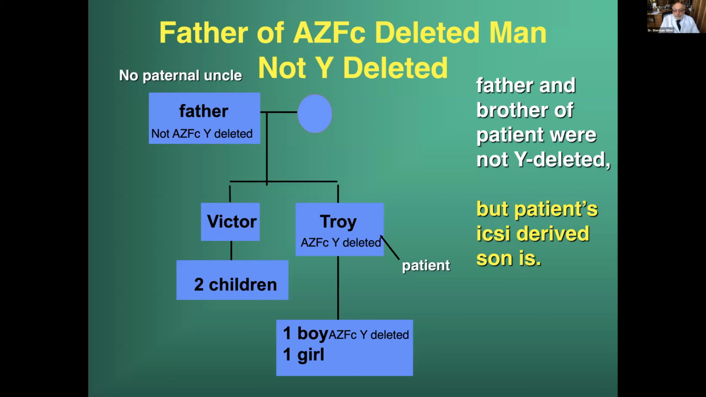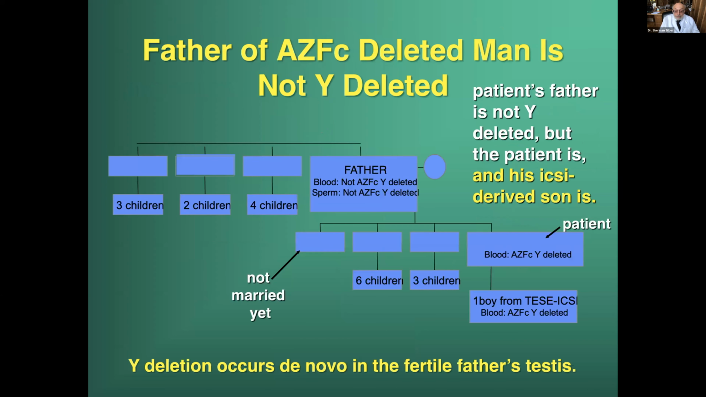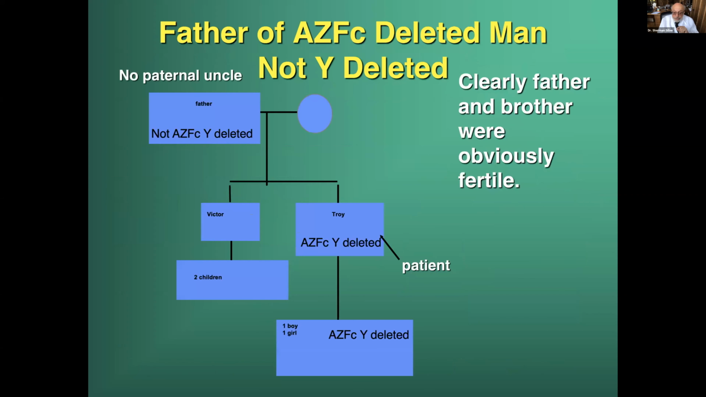The father of AZFc deleted men, they're not Y deleted and they're obviously fertile, but the son is Y deleted. Another example, father of AZFc deleted man is not Y deleted. And he obviously had to have good spermatogenesis because he had all these children, including a son. And the son was AZFc Y deleted. One boy from TESA ICSI blood was AZFc Y deleted. So Y deletion occurs de novo in the fertile father's testes.